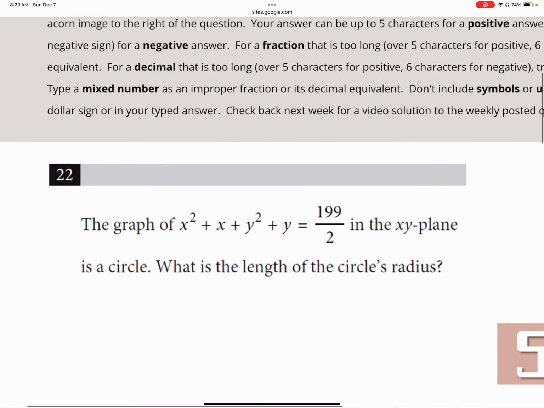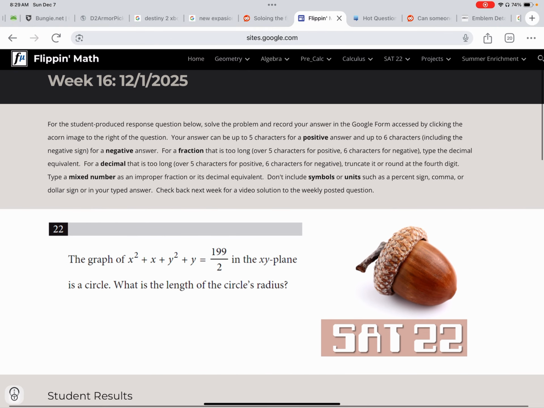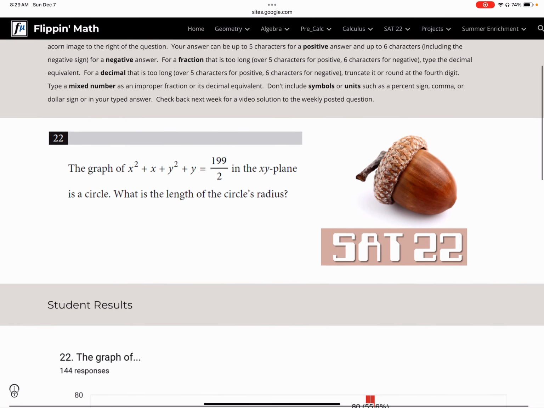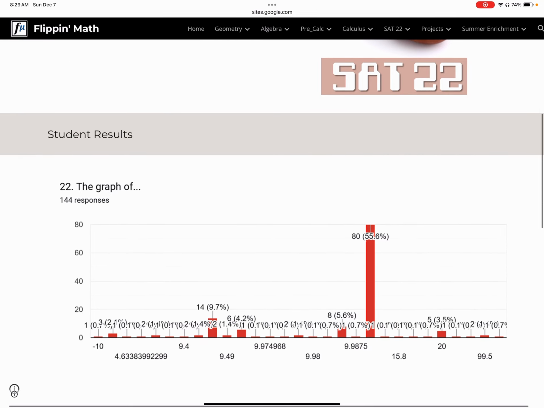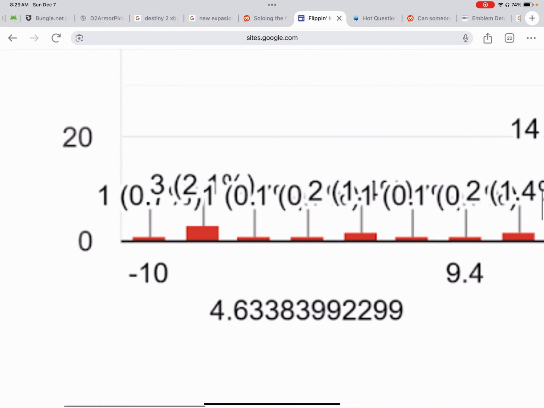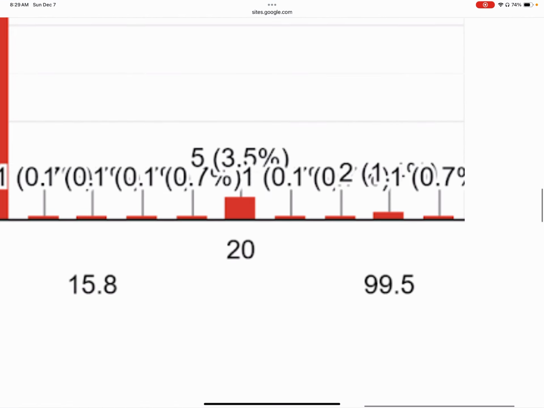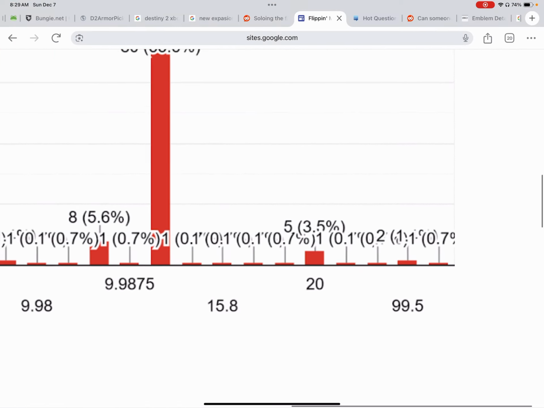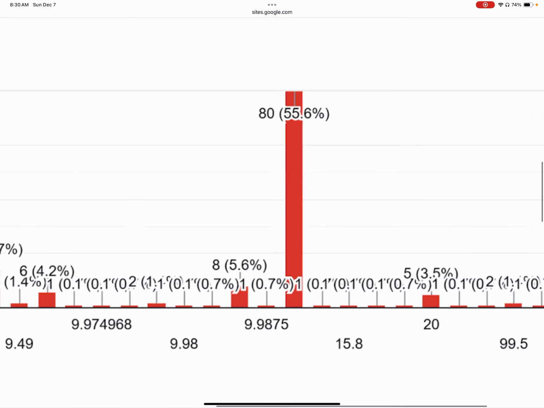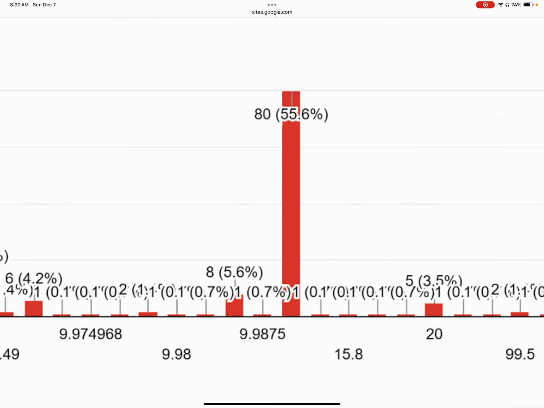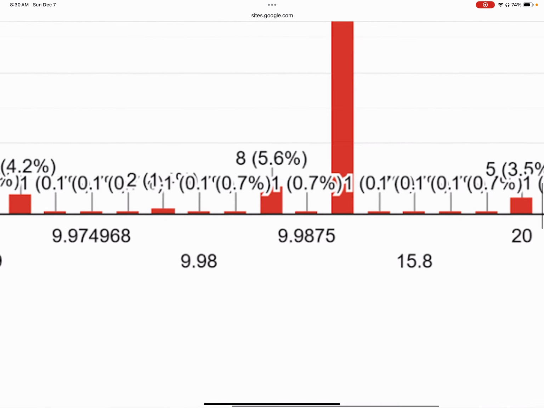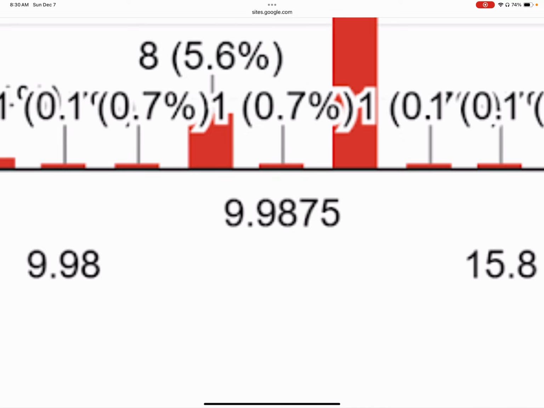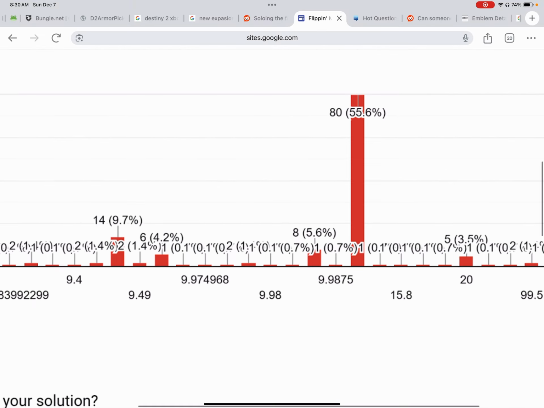A fairly straightforward question if you know anything about the equation of a circle, and if you don't, I'll teach you. Anyway, how did we do on this question? Well, the answers were kind of all over the place, ranging from a -10 all the way over to something a little bit bigger than 99.5. The spike here, where 80 people answered it, doesn't tell us what the answer is, but it's a little bit over 9.9875. That was the correct answer.